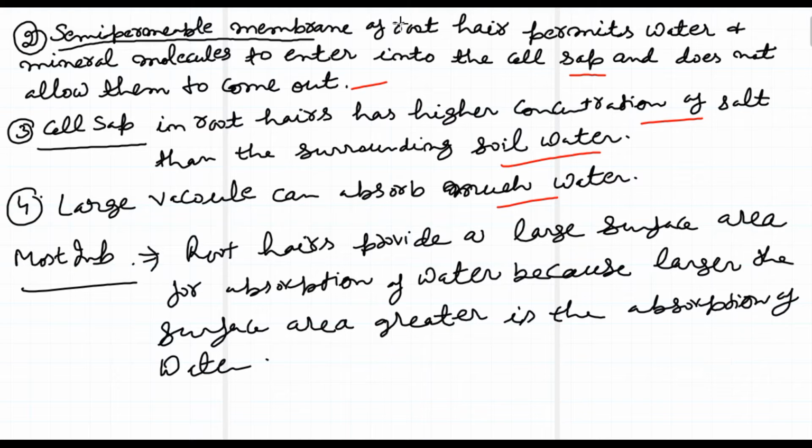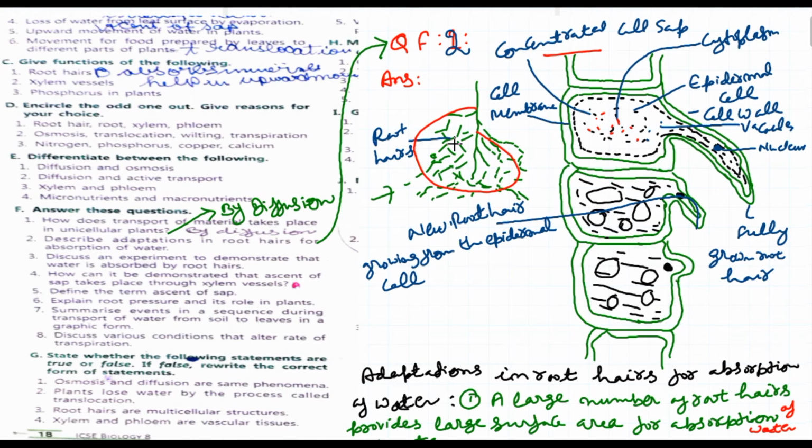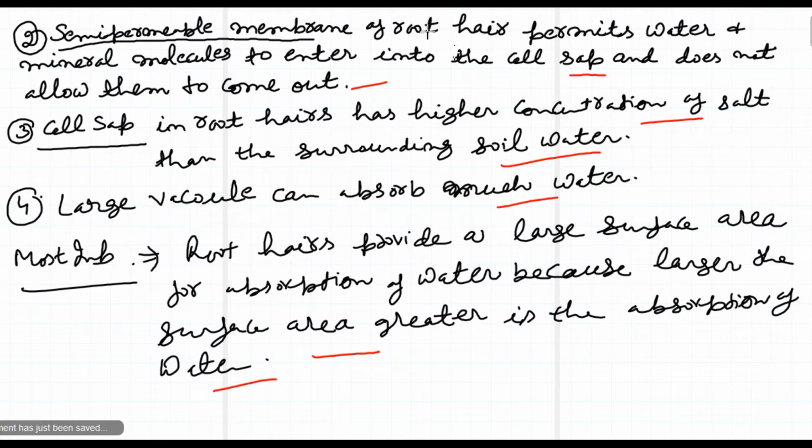also absorb much water. So the most important and last one is that root hairs provide a large surface area for absorption of water, because the larger the surface area, the greater the absorption of water. As we know, these are scattered over a big area. So these root hairs provide a larger surface area, which is helpful for more and more absorption of water, right?